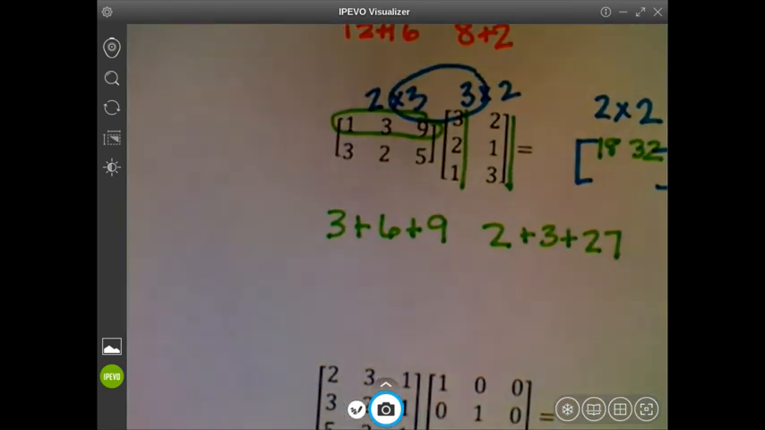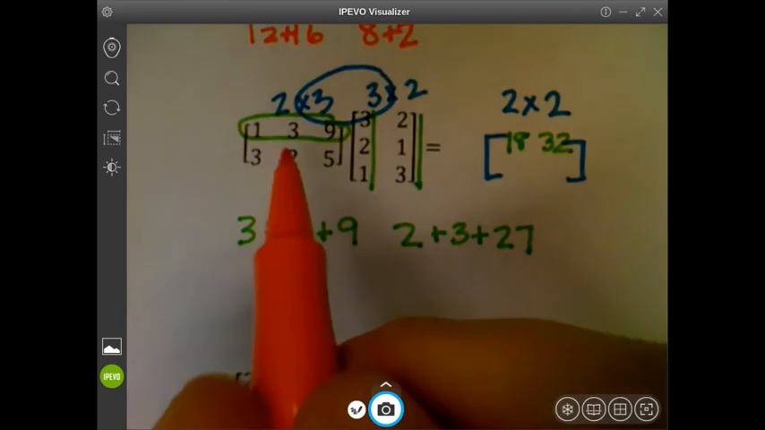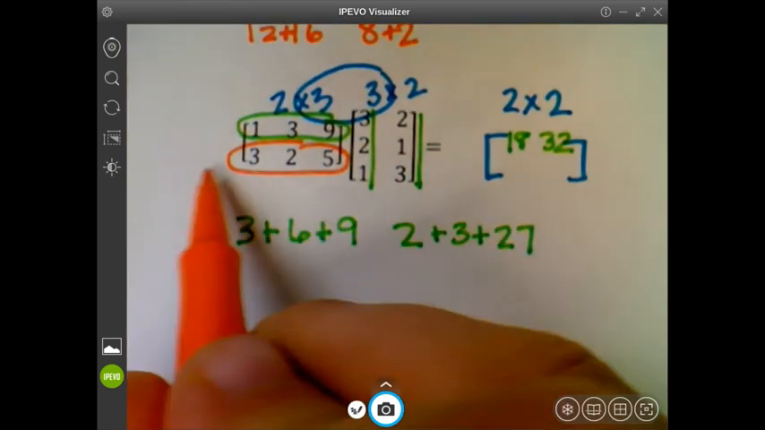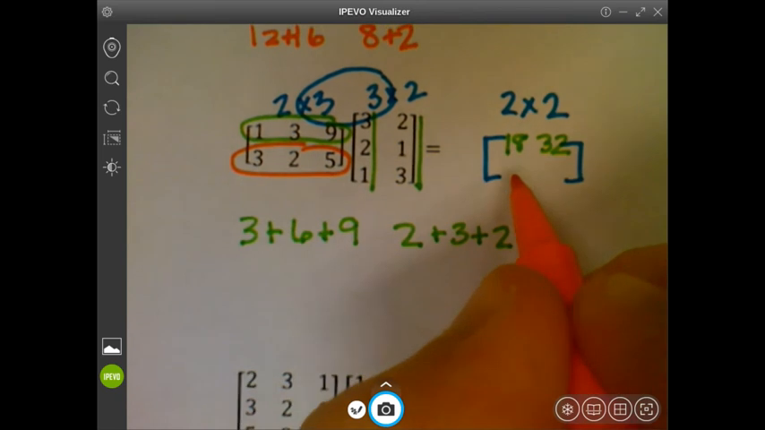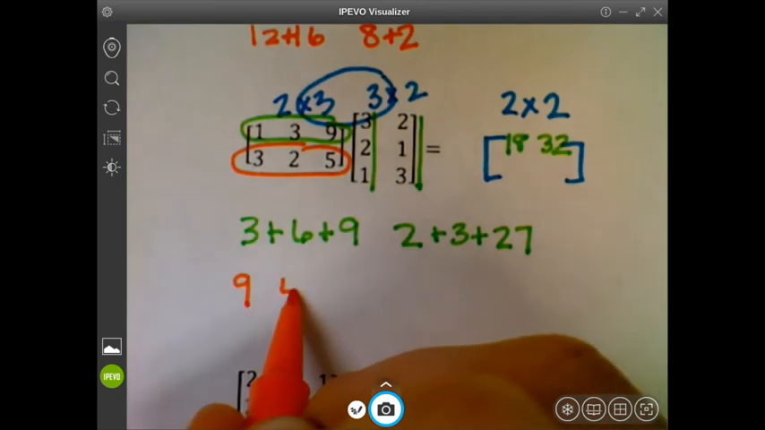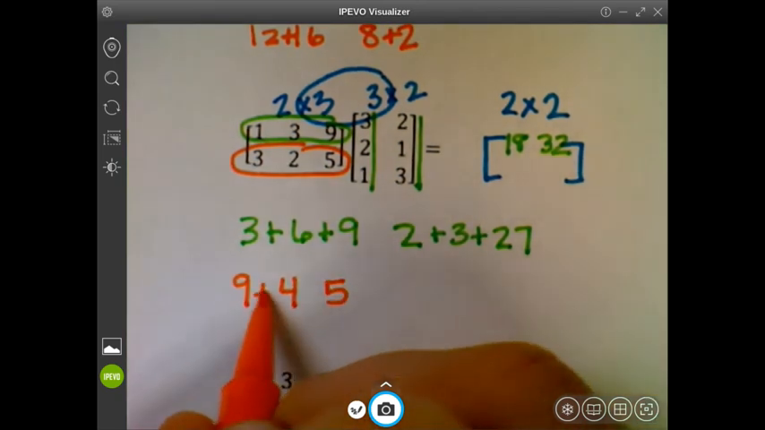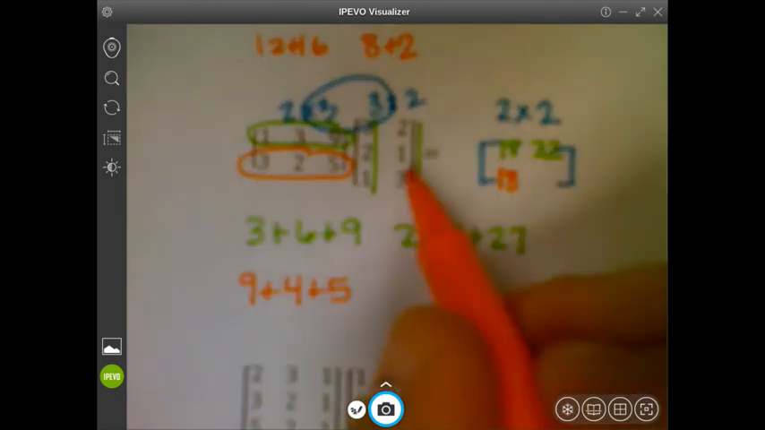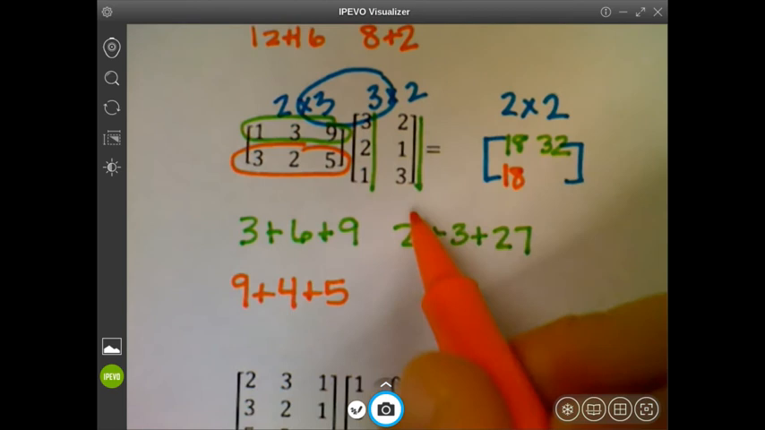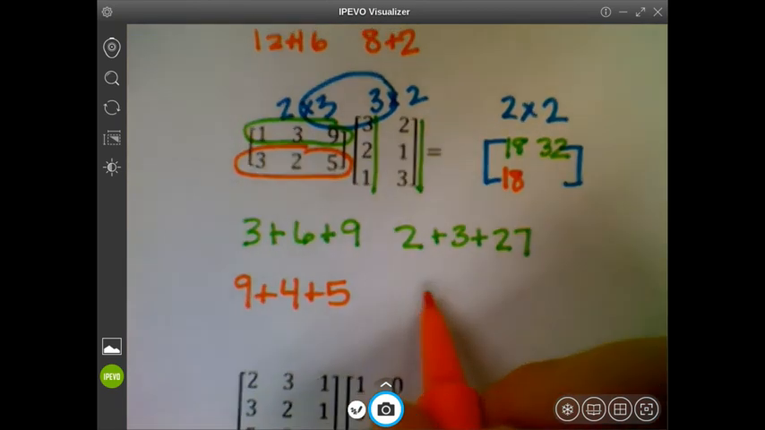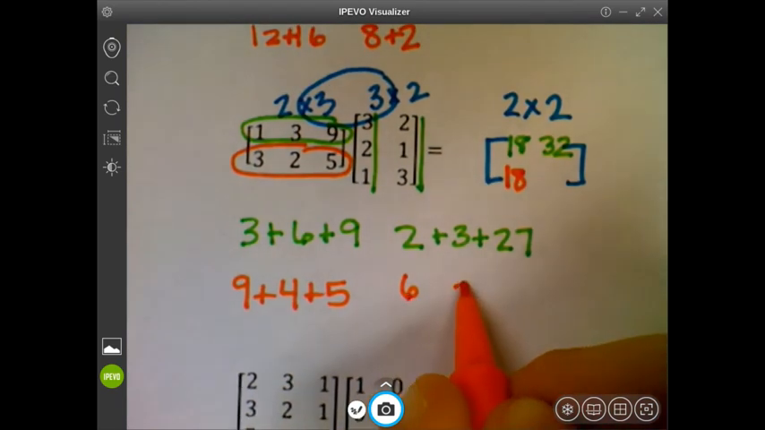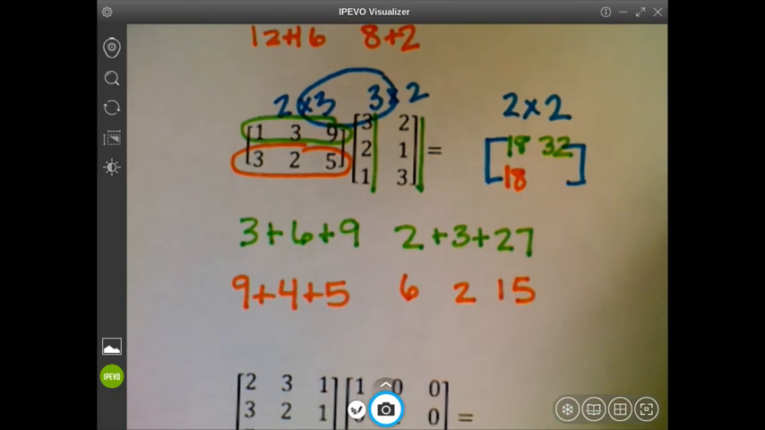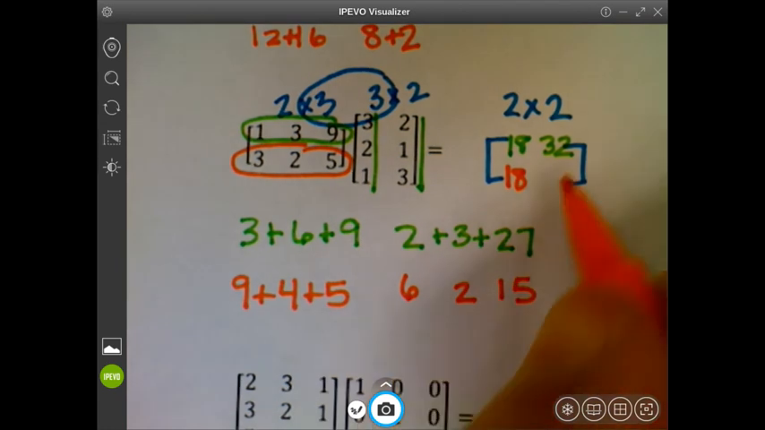And then you do the same thing, but instead of the first row, move on to the second row. So second row, first column, we'll have 9, 4, and 5. So that'll be another 18. And then second row, second column now is 6, 2, and 15. And so that'll be 23.